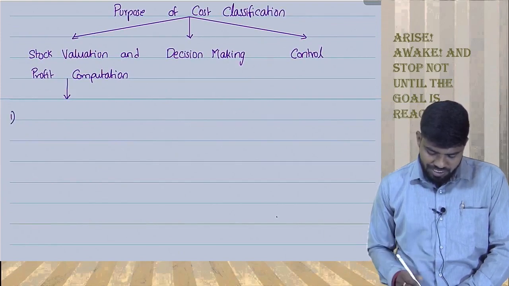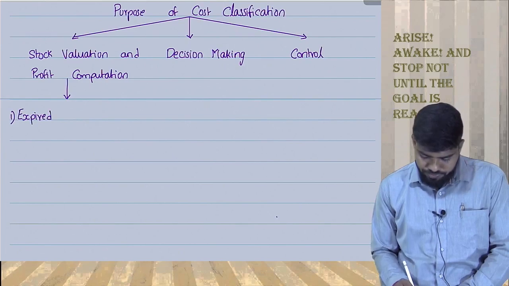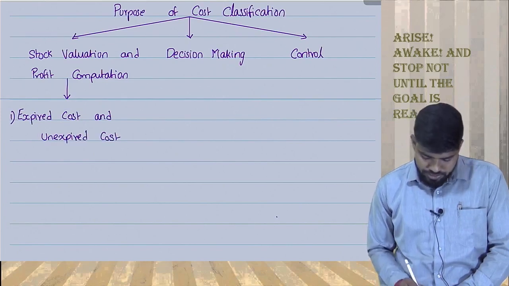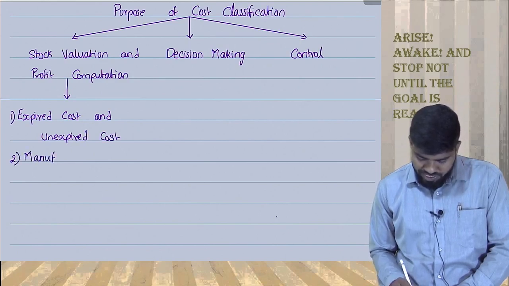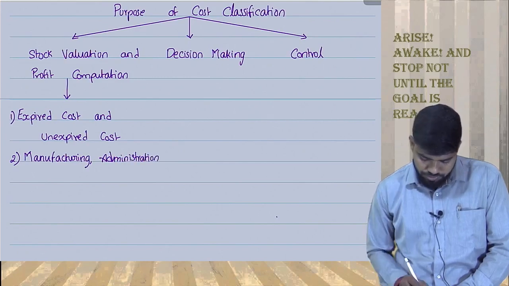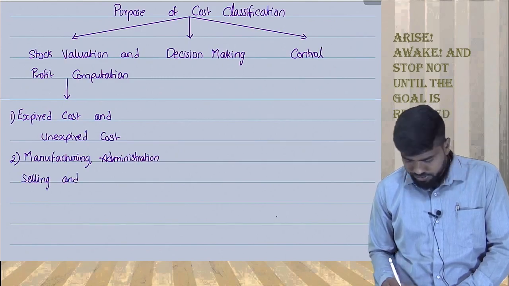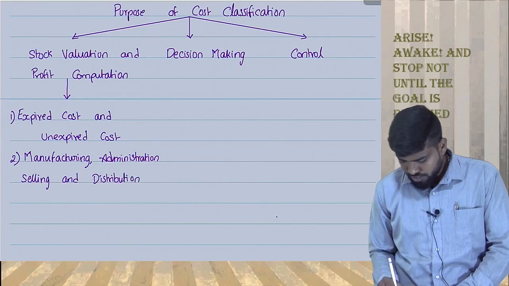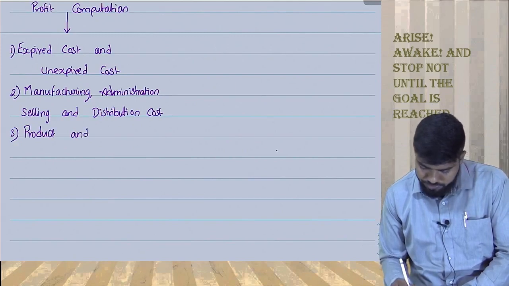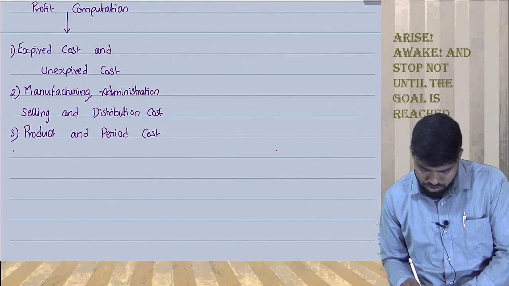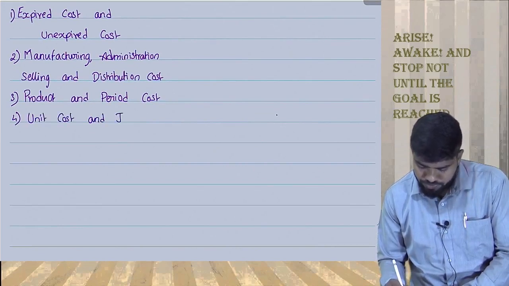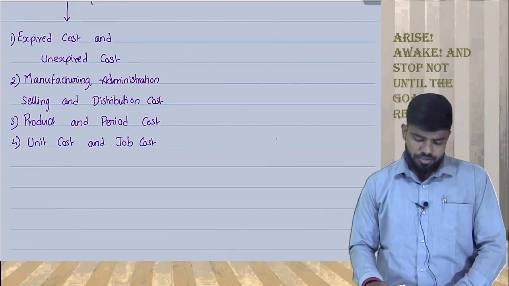Okay. If the purpose is stock valuation, profit calculation, we are going to classify the cost into number one, first classification is expired cost and unexpired cost. Second classification is manufacturing, administration, selling and distribution cost. Number three, product and period cost. Number four, unit cost and job cost.